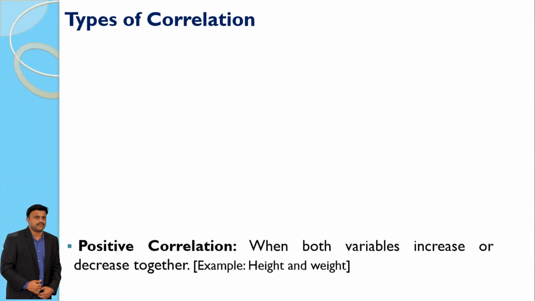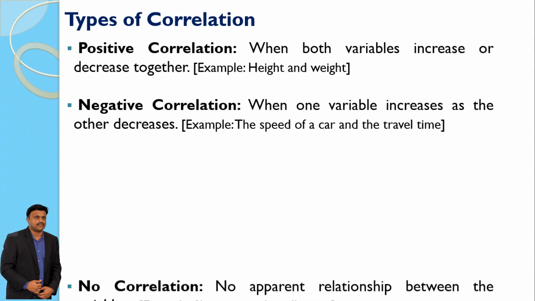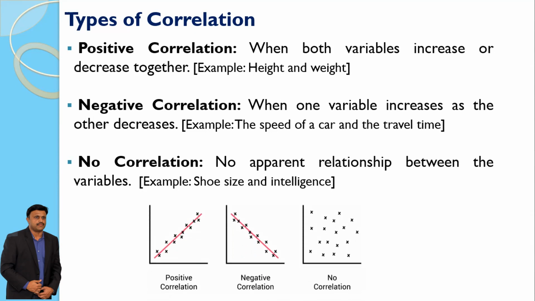Positive correlation is seen when both variables increase or decrease together, like height and weight. Negative correlation occurs when one variable increases as the other decreases, such as the speed of a car and travel time. No correlation means no apparent relationship between variables.